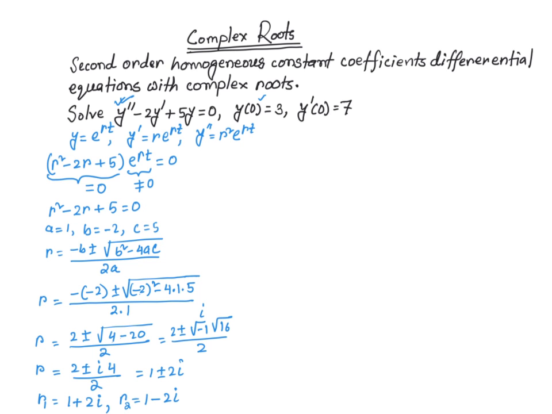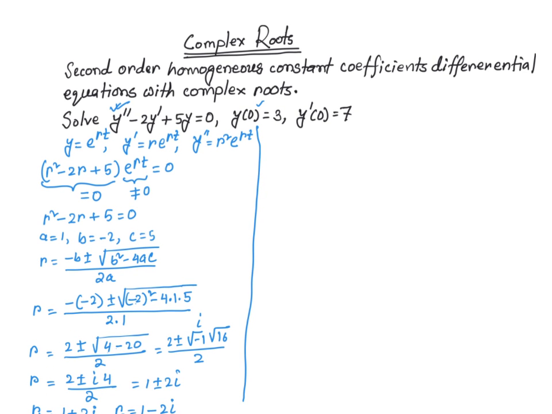So technically my solution becomes this. So this is going to be my solution. y1, so let me write it here. y1 is equal to e to the power 1 plus 2i times t, and y2 is going to be equal to e to the power 1 minus 2i times t.